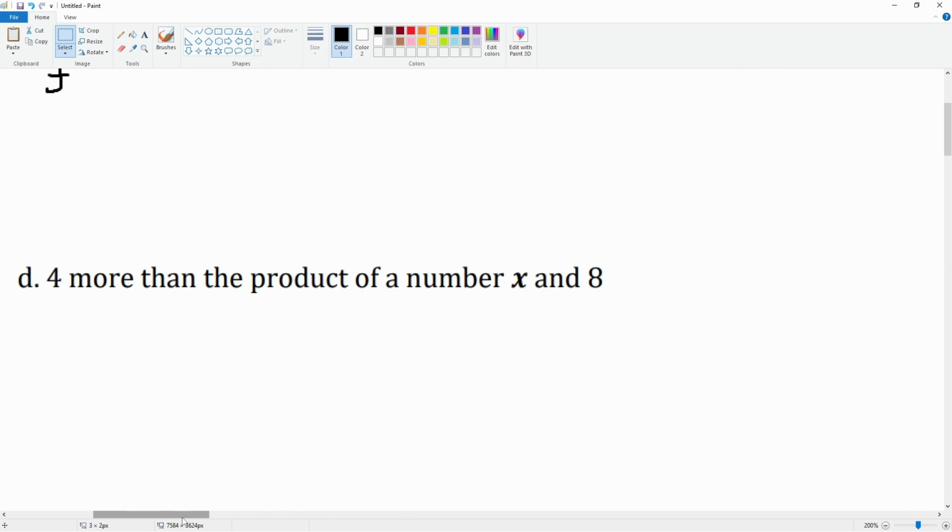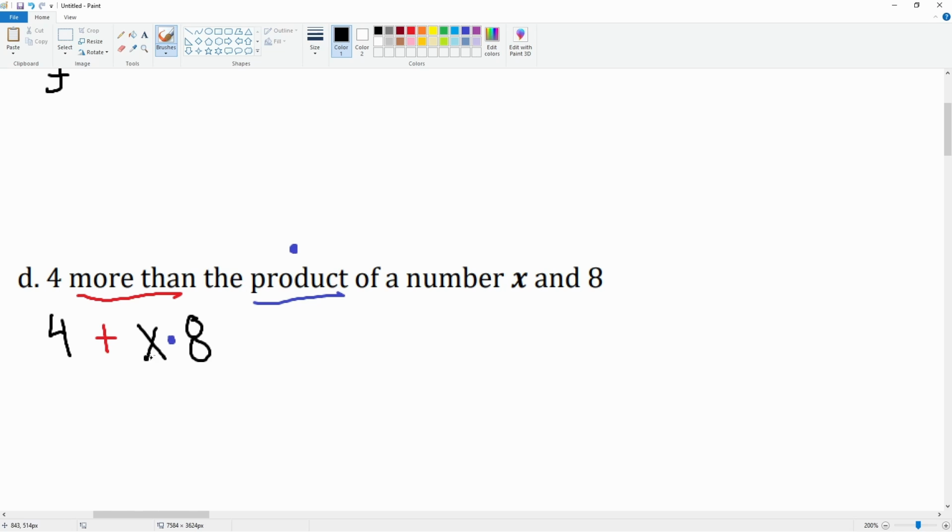D. 4 more than the product of a number x and 8. So we have the number 4. The more than is going to be the addition symbol. Then it is the product. Please understand the product is the multiplication, so we use the dot, of a number x. So we put the number x. Then we can put the dot here, of 8.